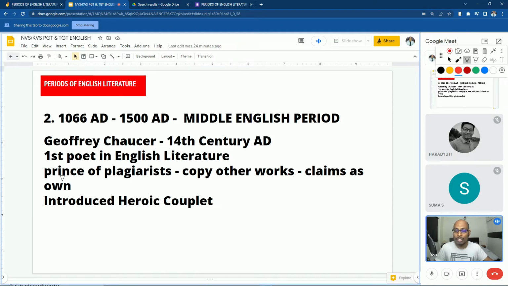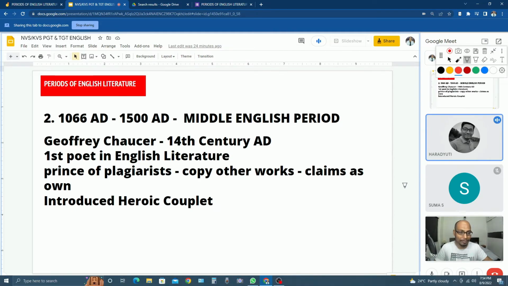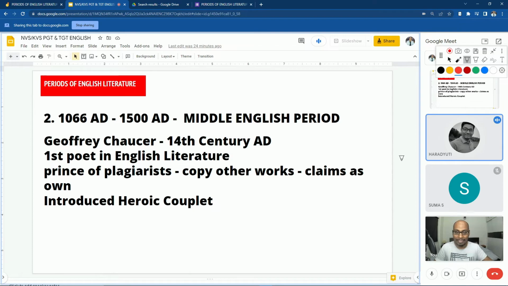So the question is, who is known as Prince of Plagiarists? Geoffrey Chaucer. What is plagiarism? Copying others' materials, other writings, and printing them down. And he introduced the heroic couplet into English literature. Who introduced the heroic couplet in English literature?